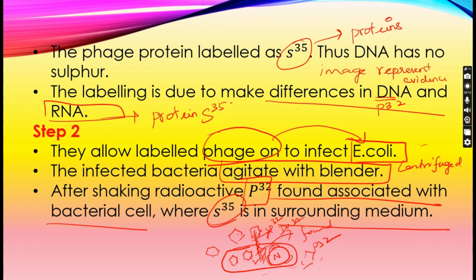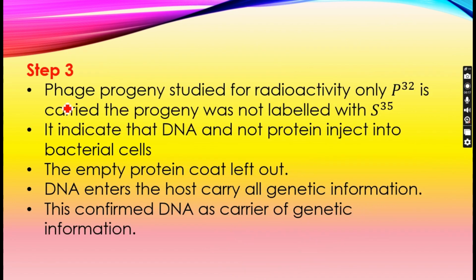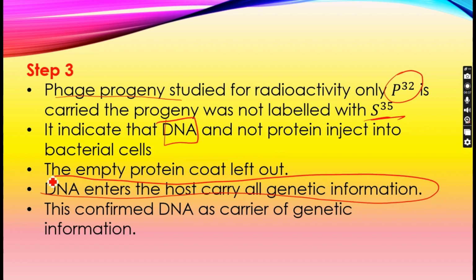Thus it was found that the phage progeny studied for radioactivity has phosphate 32 labeled and not labeled with S35. It confirmed that the transforming material is DNA, not a protein. Therefore, it was found that DNA enters into the host cell and transfers the genetic information. Thus, DNA as a genetic material was found.